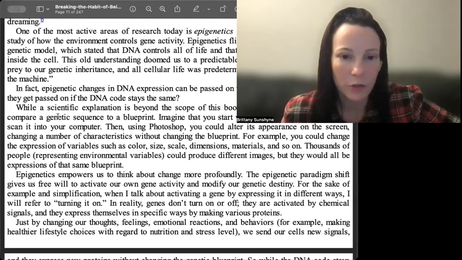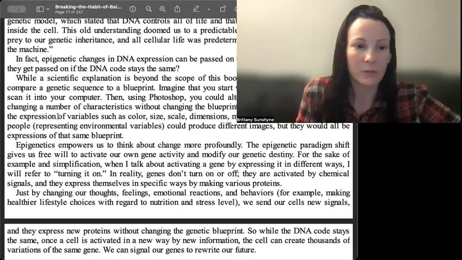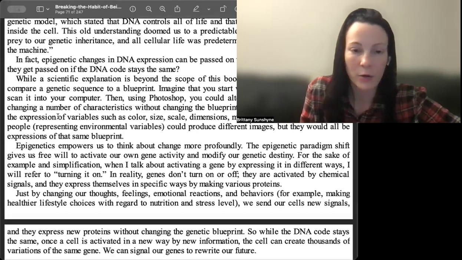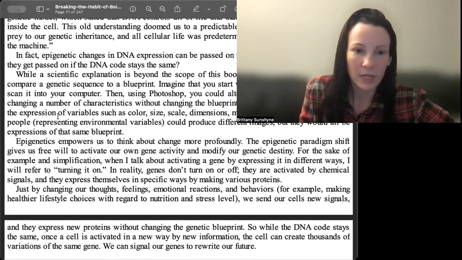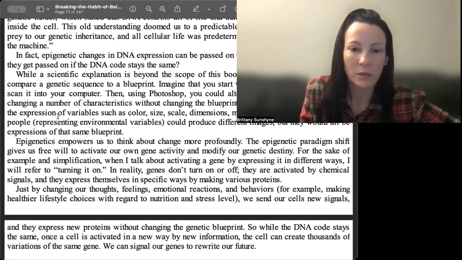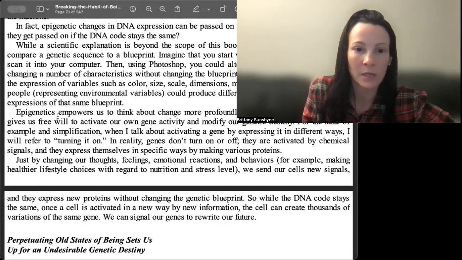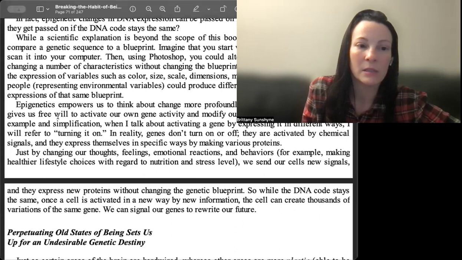Epigenetics empowers us to think about change more profoundly. The epigenetic paradigm shift gives us free will to activate our own gene activity and modify our genetic destiny. For the sake of example and simplification, when I talk about activating a gene by expressing it in different ways, I will refer to turning it on. In reality, genes don't turn on or off. They are activated by chemical signals and they express themselves in specific ways by making various proteins.